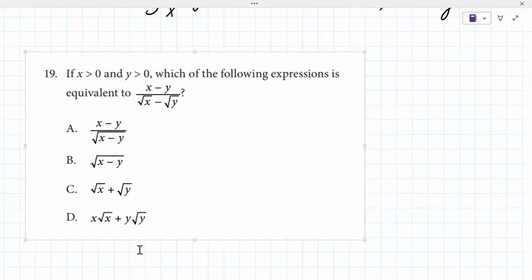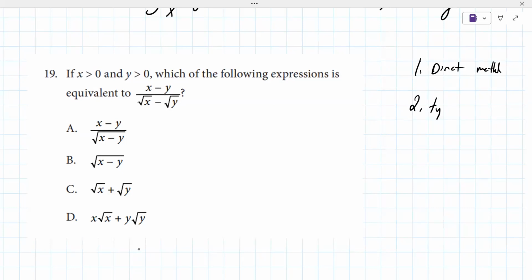Okay, so there's a couple of strategies for solving a problem like this. The first one is the direct method, which is where you just do the math. Second is you can try numbers. Now you have to be really, really careful when you try numbers, even more so in this problem. What a lot of students do is put numbers in for x and y. Well, you have to pick numbers that you can take the square root of, first of all.